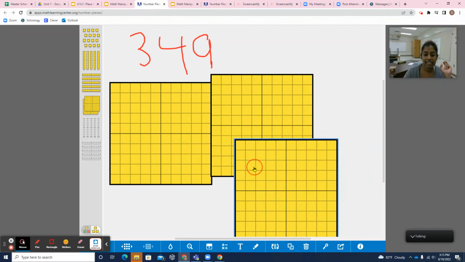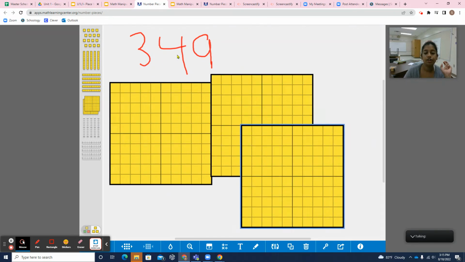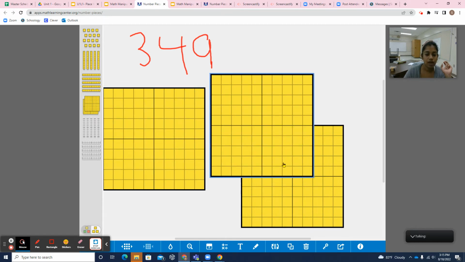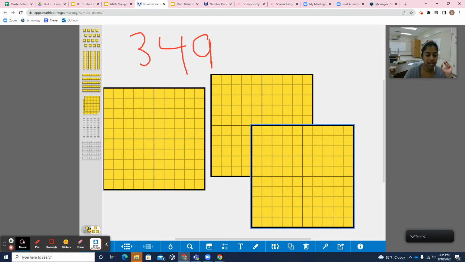What I need is 349. Can I make these smaller? I don't think I can. If I have 349, I'm going to need 49 left. So let's look at this. I know I have this, and how many are on this one? I have 1, 2, 3, 4, 5, 6, 7, 8, 9, 10. So I have 10 on this rod. Now I have 310.